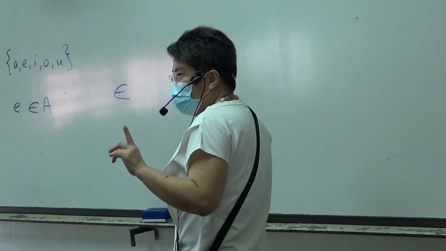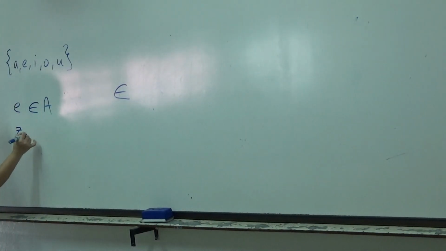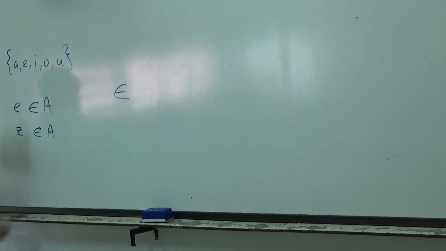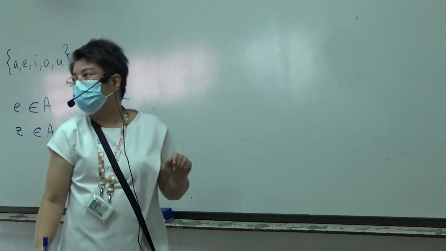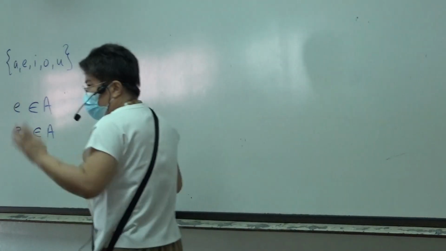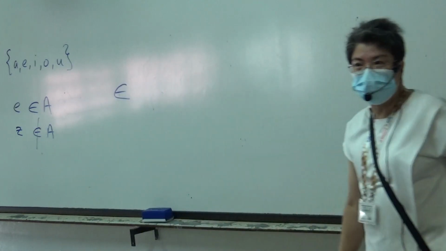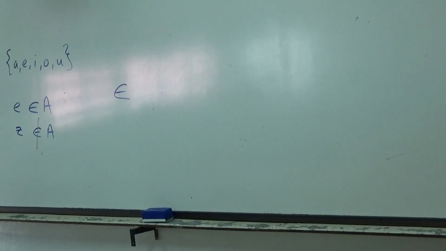Understand? Now, usually when I write Z, I put a stroke in the middle, to differentiate between the two, because people write too fast and it becomes a 2. Z. If I write this, is this correct? Is Z an element of A? No. So how do we write it's not an element? We just strike it off. So Z is not an element of A. Is everyone clear here?